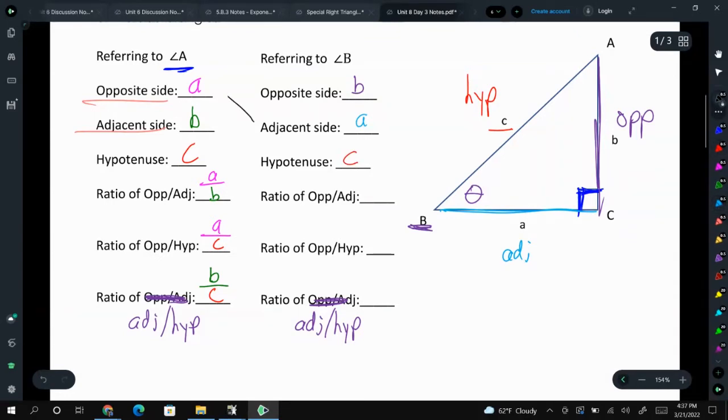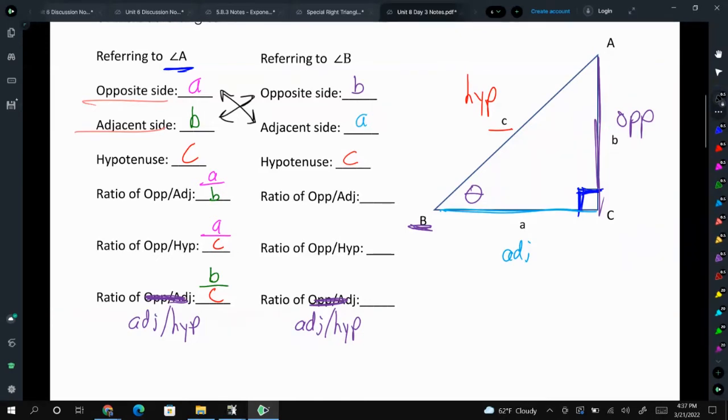So look what happened here. These two are the same. Like they switched. We could think about it as it crossed. The adjacent side for one angle is the opposite side for the other one.